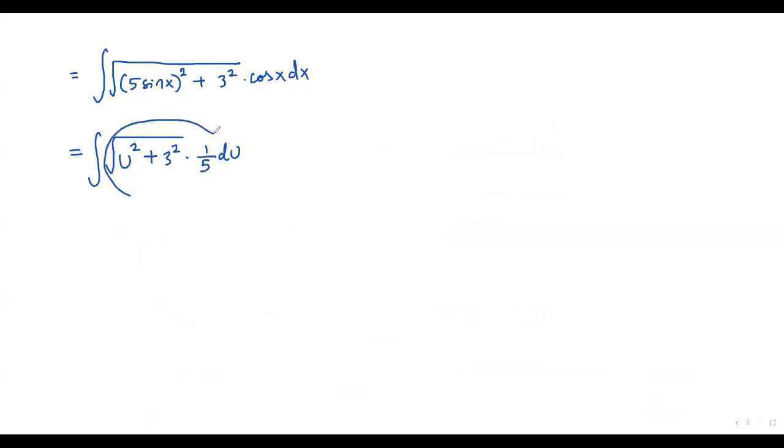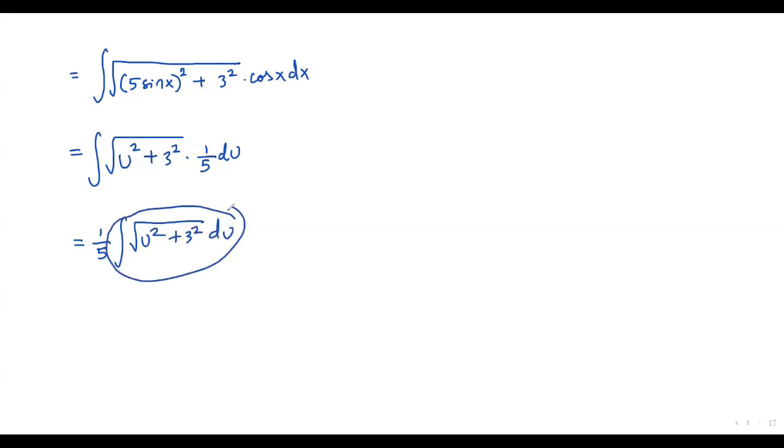Now this is a function. In this function, the constant 1 over 5 is multiplied by the complete stuff over here. When we do integration and the complete function is multiplied by some constant, we can move the constant out of the integral, because the integral will do nothing with the constant. So we can move this constant 1 over 5 out of the integral. Then we get the square root of u square positive 3 square times du.